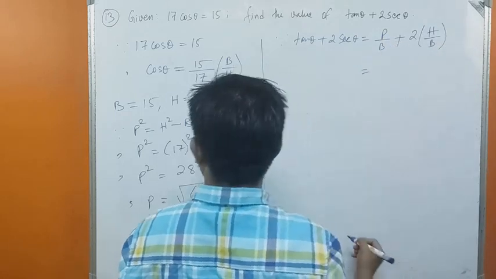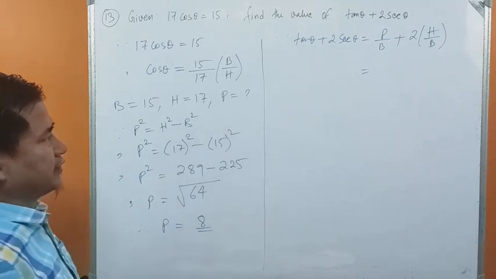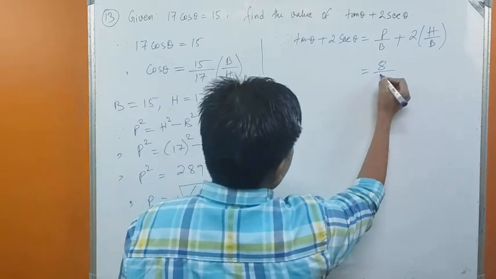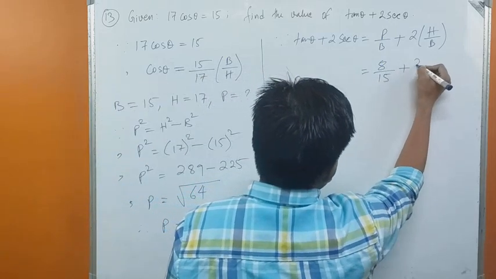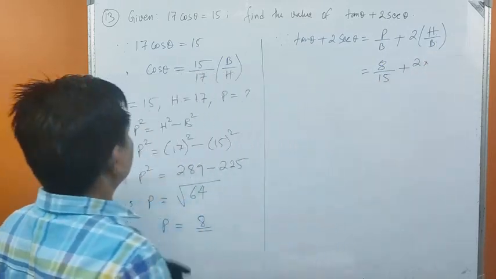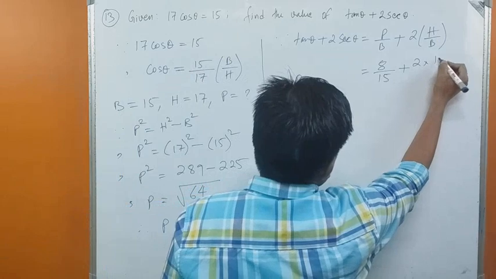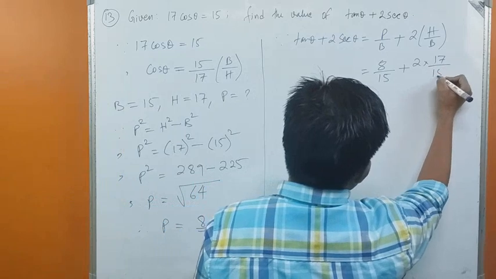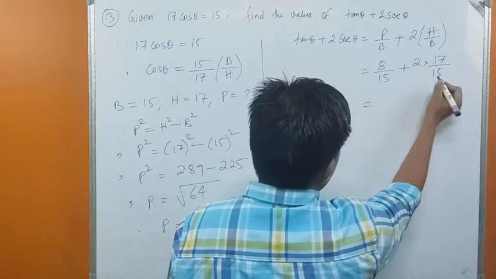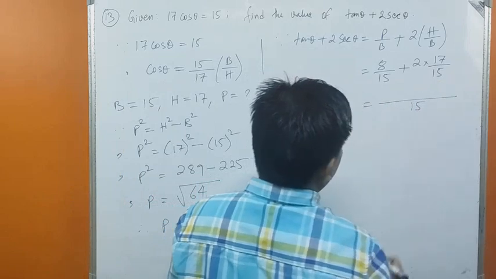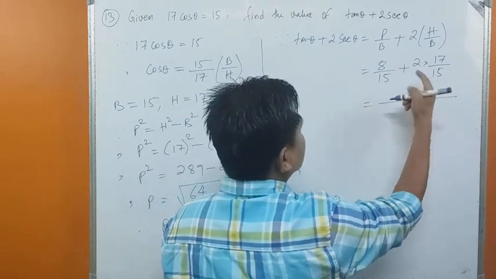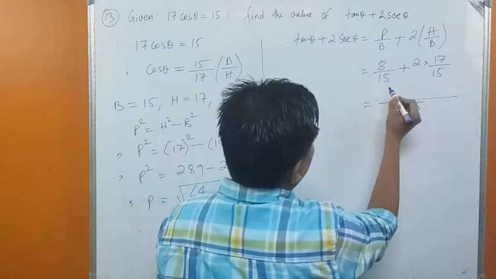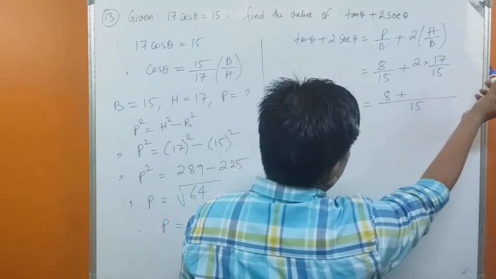Now what is p? P we found, p equals 8, isn't it? B was already given to us, b is 15, okay, plus this 2 we write here, into hypotenuse is 17, isn't it? And b is 15, okay. Now let us take the LCM of the denominators, 15 and 15, same number, isn't it? The LCM will be 15. Now since the denominators are equal, we don't have to multiply with any number. We multiply with 1, but that doesn't affect anything, okay. So 8 into 1 gives us 8, plus 17 into 1 gives us 17.